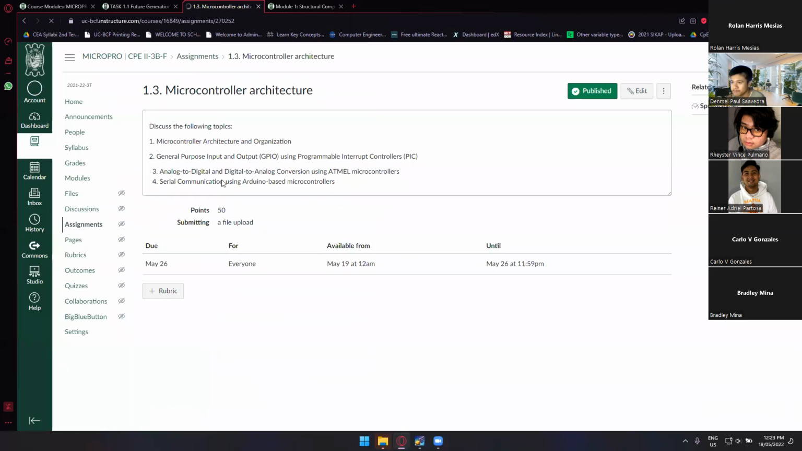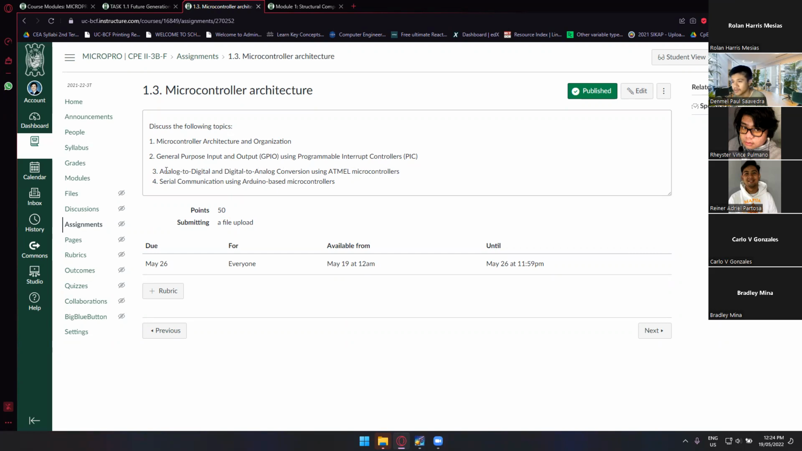Okay. So going back to the 1.3 microcontroller architecture, so discuss the following topics. The first one is the microcontroller architecture and organization. And then the second one is general purpose input and output, okay, my bad, not what is general purpose input. Okay, so that one is the GPIO, or what is GPIO? Okay, using programmable interrupt controllers, or the PIC. Okay, so just ask Mr. Google, okay, and then summarize that answer and then put that one in your Microsoft Word.